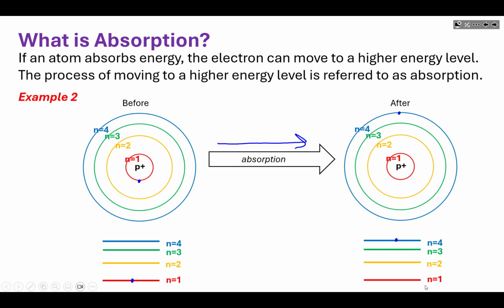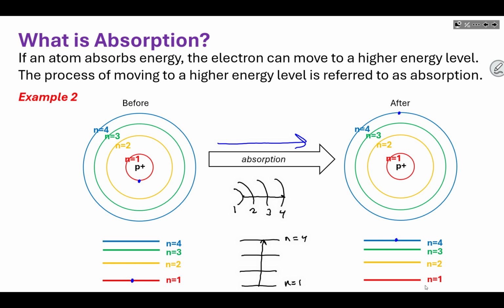If you were depicting this by arrows, what this would look like, say on this diagram down here, is n equals 1 to n equals 4, and you could just use an arrow to do that. Or if you're using the circle diagram on top, here's n equals 1, n equals 2, n equals 3, n equals 4. Instead of a before and after, you could just show an arrow showing that transition.